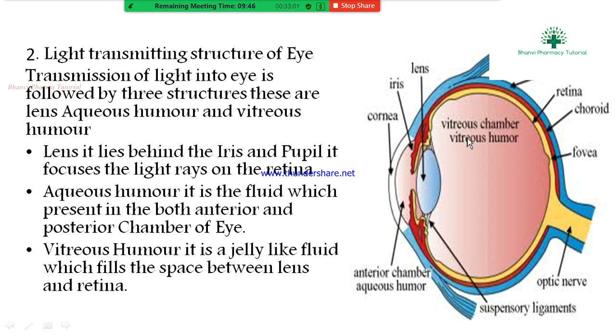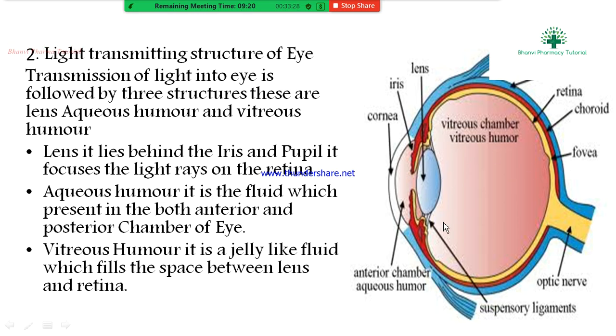Next, vitreous humor. It is a jelly-like fluid which fills the space between the lens and retina. It fills the space between the lens and retina, and this is the vitreous chamber.